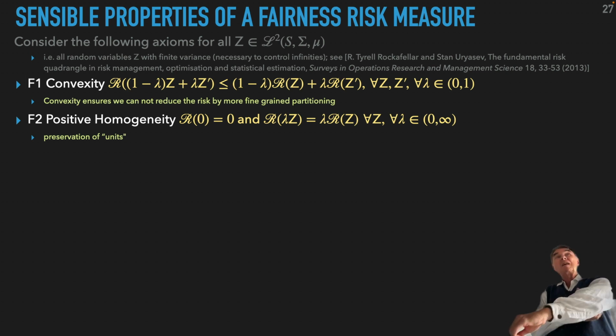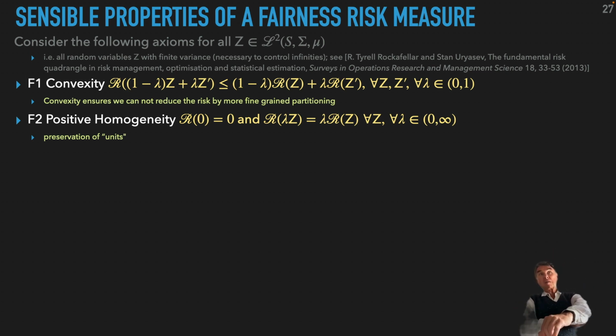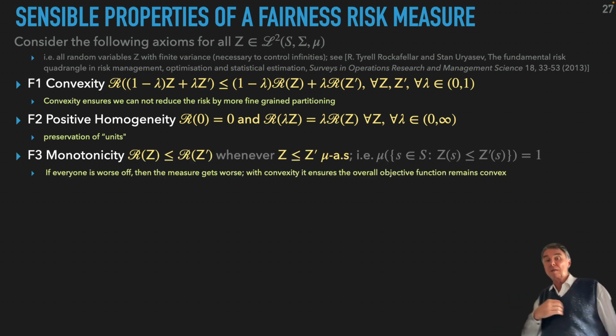Positive homogeneity, this is a mathematical convenience, but I think you can argue ethically why it's a good thing to do. Expectation is positively homogeneous, meaning simply E of C times X is C times E of X, where C is some constant, right? It scales. So it's like a preservation of units, right? It's like if you convert everything from dollars into cents and then back again, your solution doesn't matter. It's just a change of units, right? The expectation is positively homogeneous, so we'd like our functional to be as well.